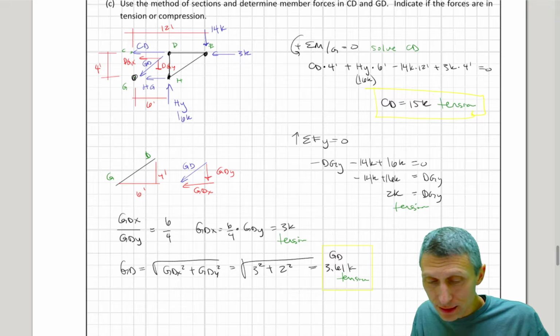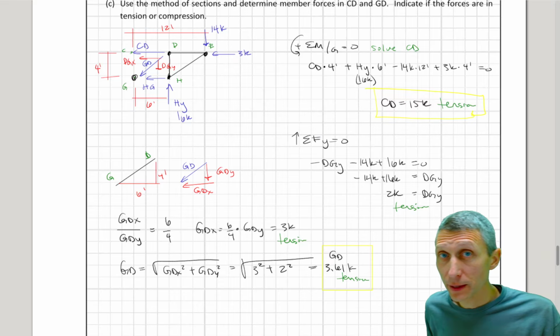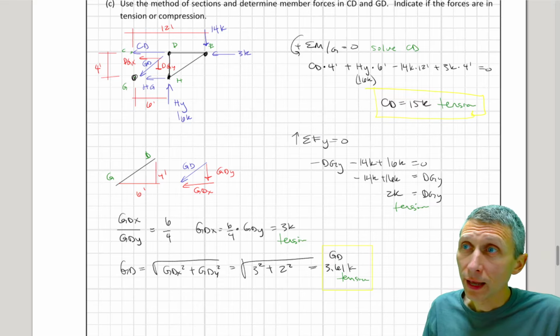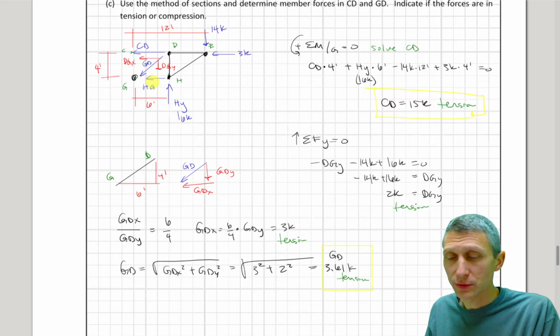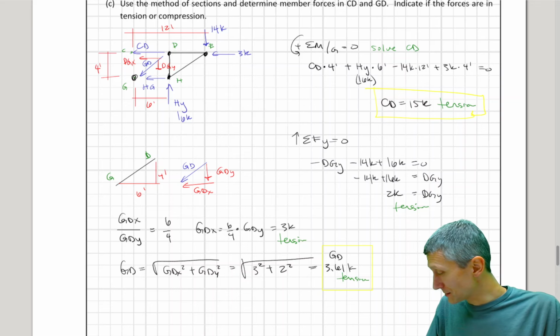I mean, this is again method of sections, kind of base level method of sections that I expect you to be able to do on this test. Could we solve for HG as well? Sure, we could. Honestly, to do that, what I would do is I'd sum moments about point D. Okay, maybe try that. That's probably good practice for you.